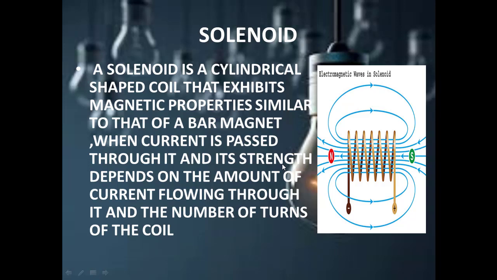So this is the picture of a solenoid. A solenoid is a cylindrical shaped coil. See, this is a cylindrical shaped coil that exhibits magnetic properties similar to that of a bar magnet when current is passed. What is a solenoid? A solenoid is a cylindrical shaped coil that exhibits magnetic properties similar to that of a bar magnet when current is passed through it, and its strength depends on the amount of current flowing through it and the number of turns present in the coil.